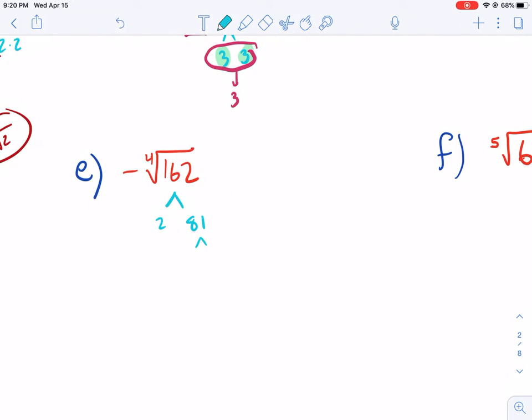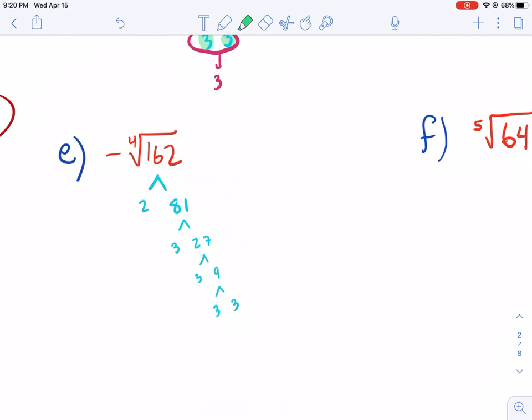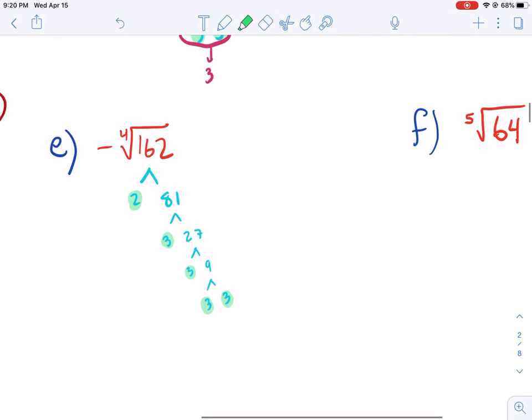Okay, I'm going to divide this by 3 and I get 27. I'm going to divide this by 3 and I get 9. I'm going to divide this by 3 and I get 3. And that's it. I have all my factors, okay? I'm going to highlight my prime factors. Okay, they should be all factored to its prime level.